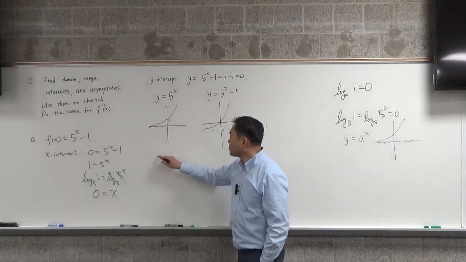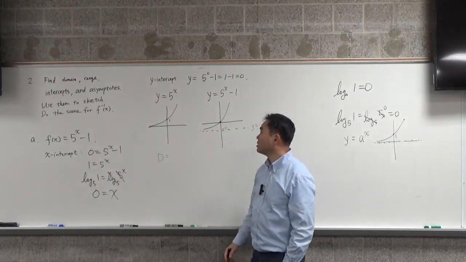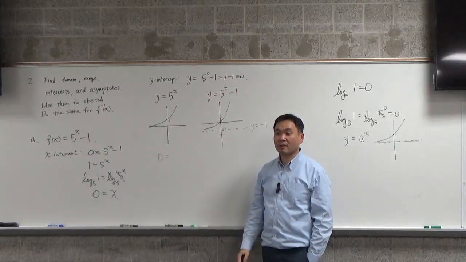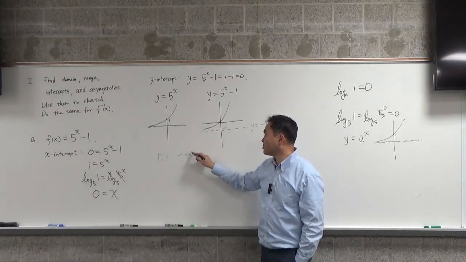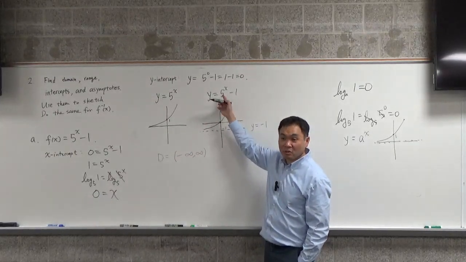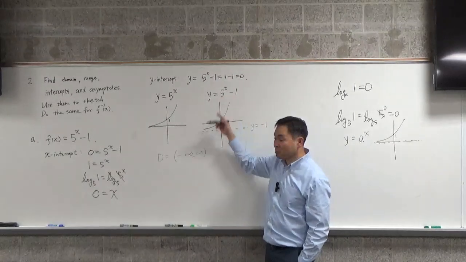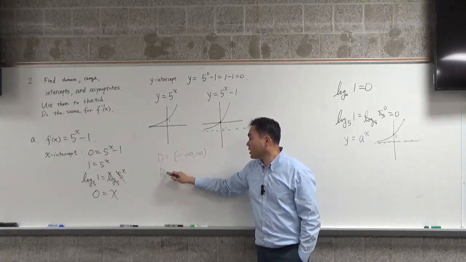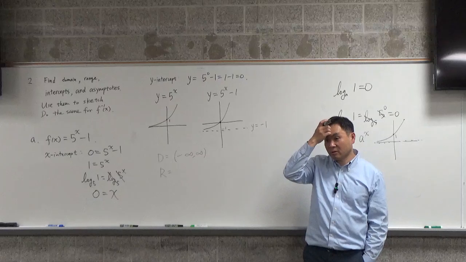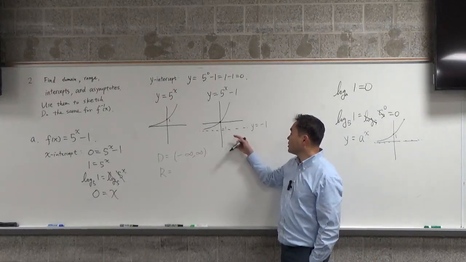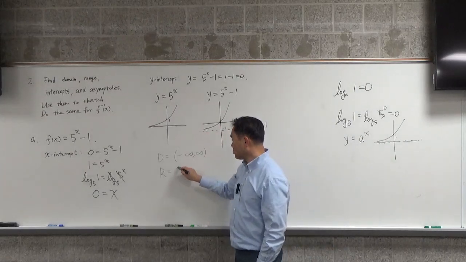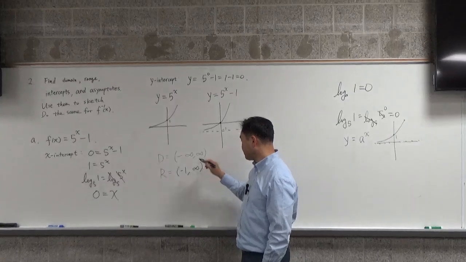All right, so now let's go for the domain. What's the domain of this function? -infinity to infinity. See, there is nothing stopping you from plugging in any positive or negative number here. What about the range? Since we have the graph, we can now talk about the range. What's the range? Yeah, it never goes below -1 and it never touches -1. So the range is -1 to infinity.